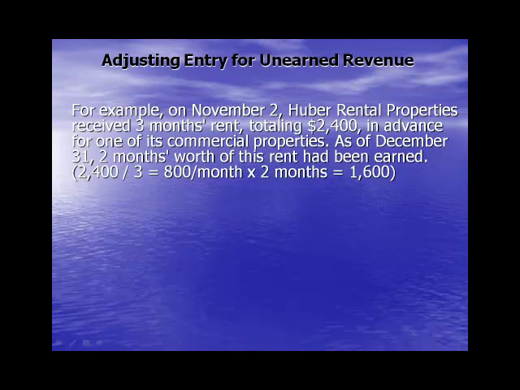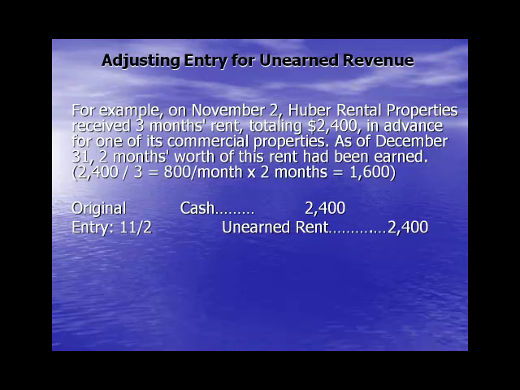So for example, an adjusting entry for unearned rent. On November 2nd, Huber Rental Properties received 3 months' rent, totaling $2,400 in advance for one of the commercial properties. As of December 31st, 2 months worth of this rent had been earned, namely November and December. So that third month is January, which is in the next accounting period. So if we take $2,400 and divide by 3, that tells us it's $800 a month for rent times 2 months, November, December, and that's $1,600.